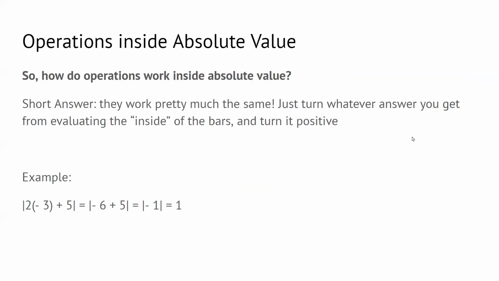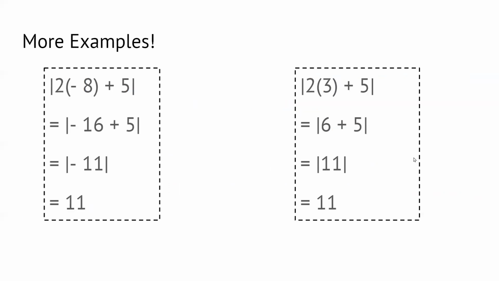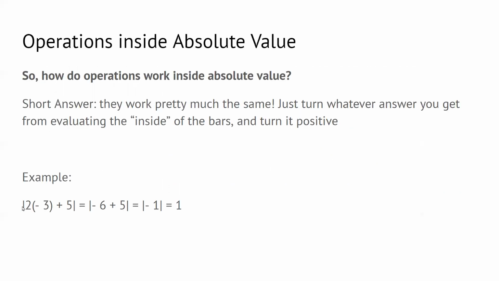So operations inside an absolute value. How do operations work inside an absolute value? Basically, it works exactly the same, but after, you have to make sure that your answer is positive. So let's take the example the absolute value of 2 times -3 plus 5. We would do PEMDAS, so you multiply 2 times -3 to get -6, and then you would add 5 to get -1, and because it's an absolute value sign, you would have to make it positive, so your answer will be 1.